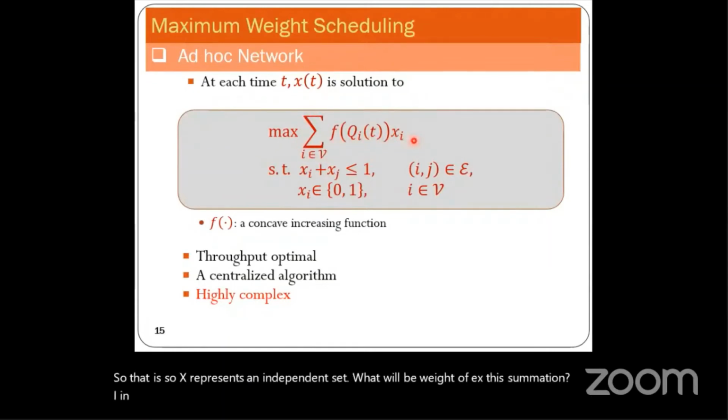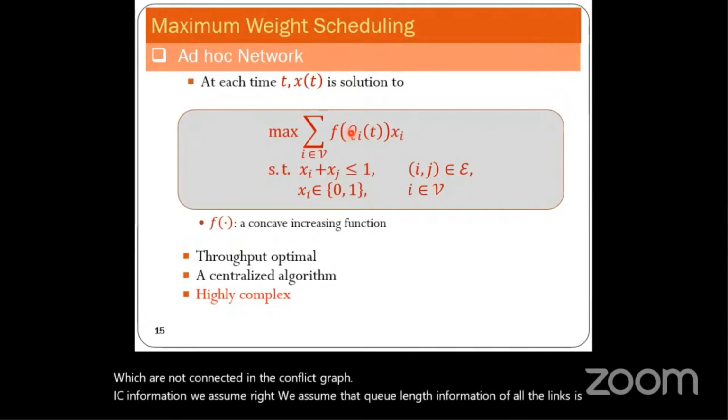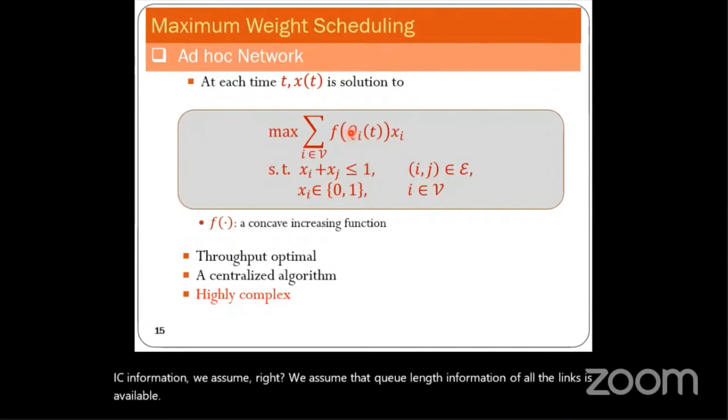That is what we think of as an independent set. I mean to say that in an independent set there are multiple nodes which cannot communicate with each other, which are not connected in the conflict graph. So how can they know what is the Q length at other nodes? I see. So this Q length information we assume, right? We assume that Q length information of all the links is available at all the nodes.